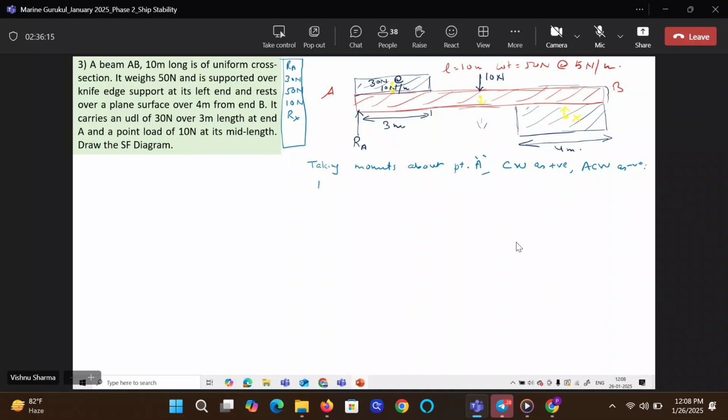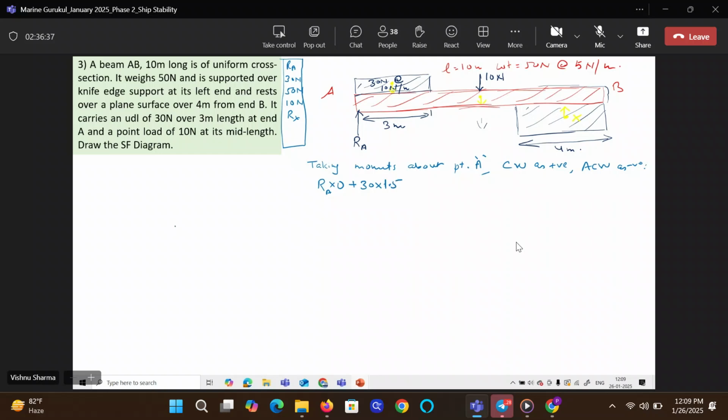Now, RA lever about A is 0. 30 newtons, the lever will be 1.5 meters. Am I right, guys? Yes or no? Correct, sir. Okay. So it'll be clockwise. So plus 30 into 1.5.